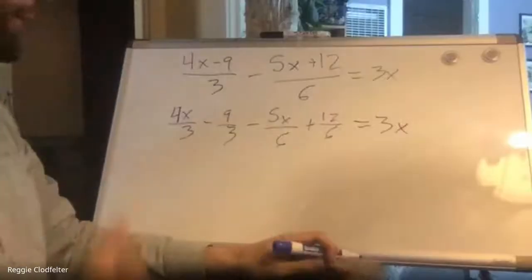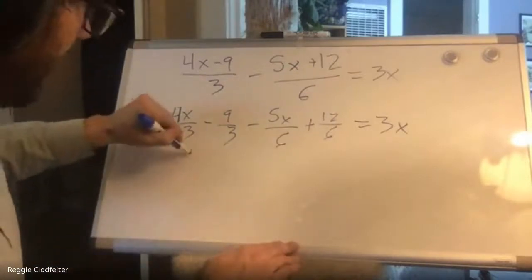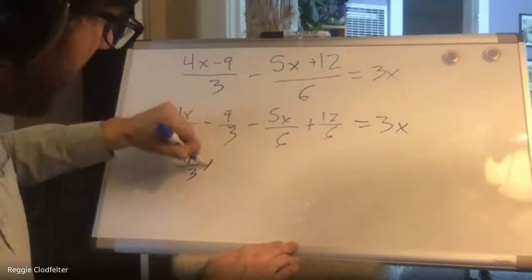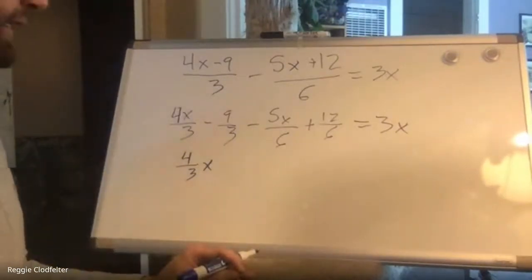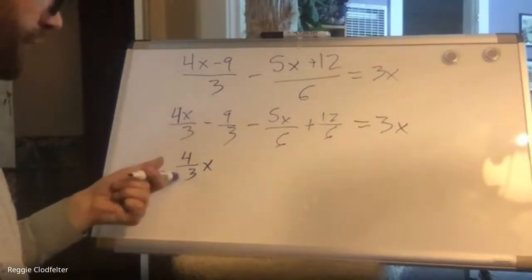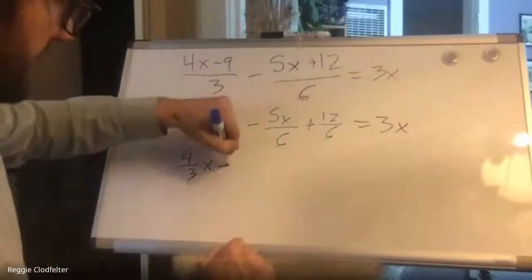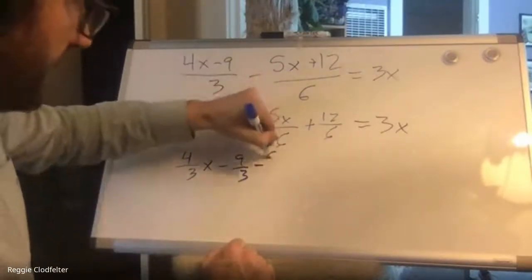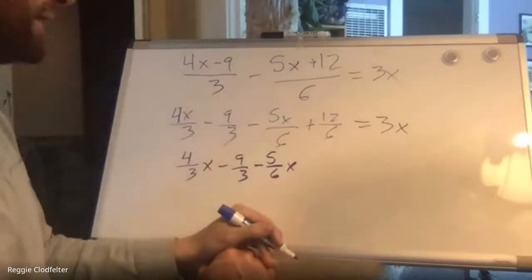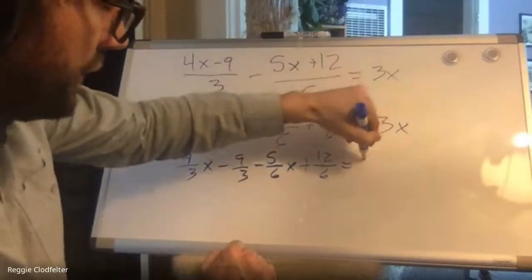Now, furthermore, 4x over 3 is the exact same thing as 4/3 x, as 4/3 times x. 4 times x divided by 3 is the exact same thing as 4/3 times x. Does that make sense? Yeah. Okay, so now I have 4/3 x minus 9/3 minus, I'm going to do the same thing, 5/6 x plus 12/6 equals 3x. Okay?